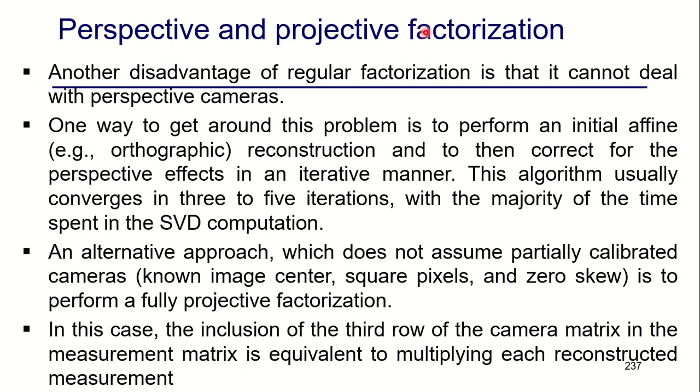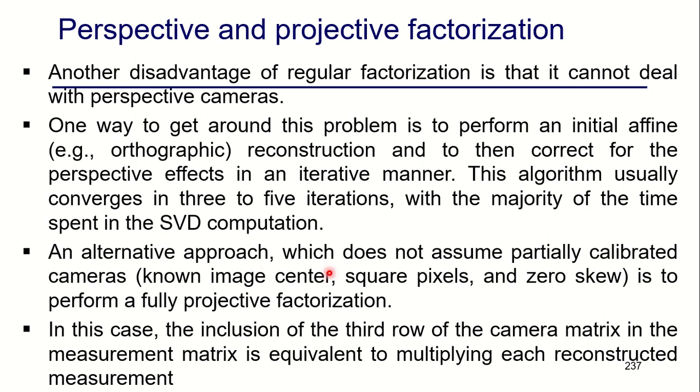So, perspective and projective factorization. The disadvantage of regular factorization is that it cannot deal with perspective cameras. One way to get around this problem is to perform an initial affine reconstruction, of course it should be orthographic, and then correct for the perspective effects in an iterative manner. This algorithm usually converges in 3 to 5 iterations itself, with the majority of the time spent in the SVD computation.